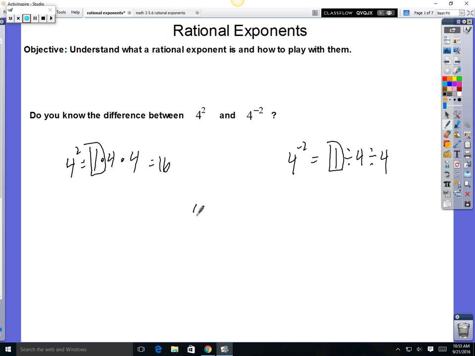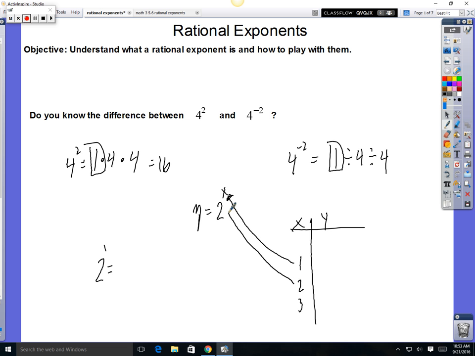So if we look at the function y equals 2 to the x, probably the most famous exponential function, if we plug in 1, 2, 3: 1 in for x is 2 to the 1, 2 in for x is 2 squared, 3 in for x is 2 cubed. So 2 to the 1 is 1 times just 2.